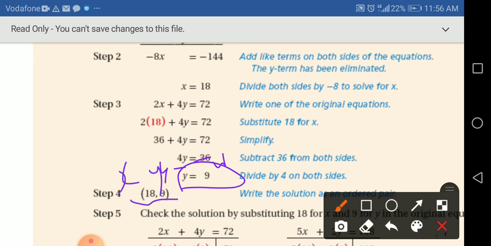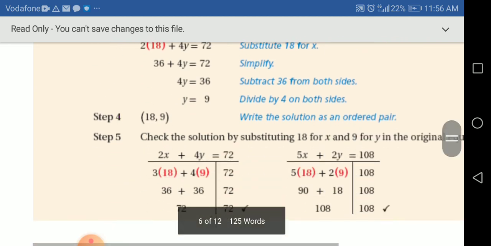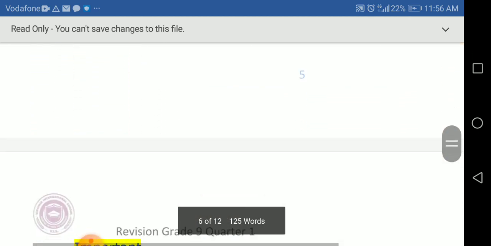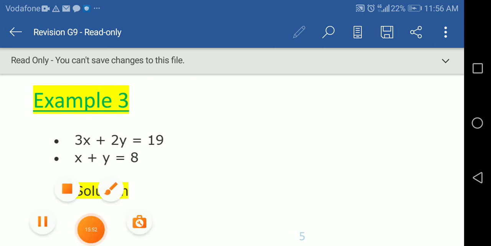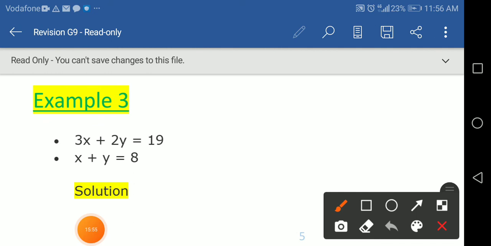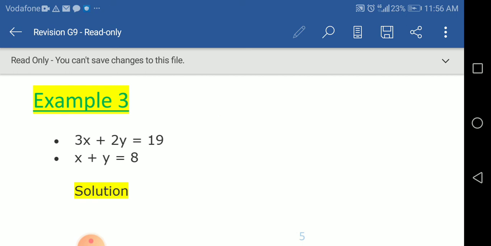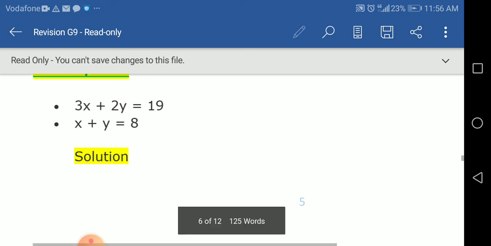Easy? Easy. Let's continue. I have here another example, example 3: 3x plus 2y equals 19, x plus y equals 8. So what should I do, guys? Here I can solve it by substitution or elimination, whatever you think is easier for you. If I solve it by substitution, what should I do? Let's see.